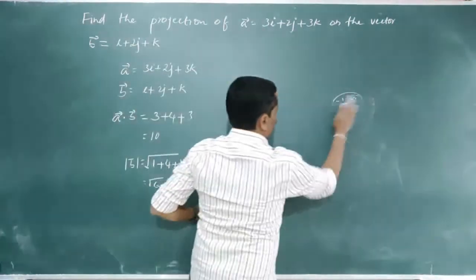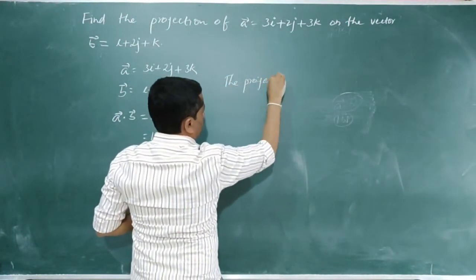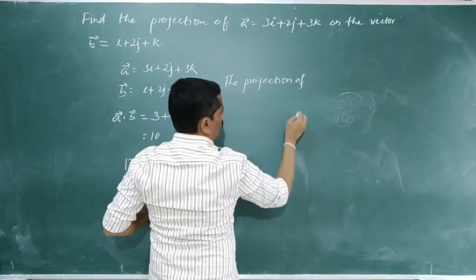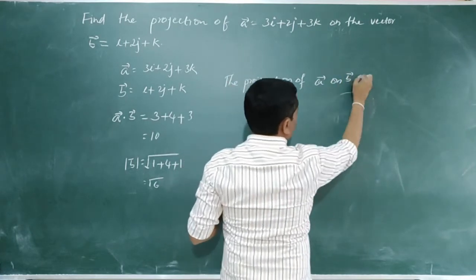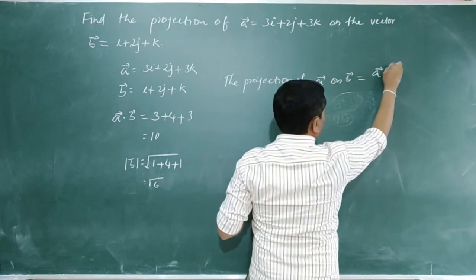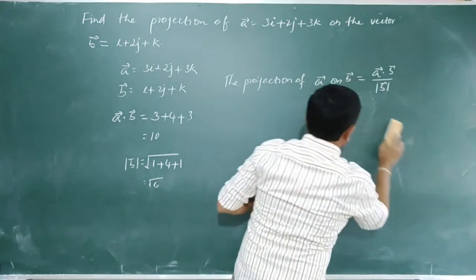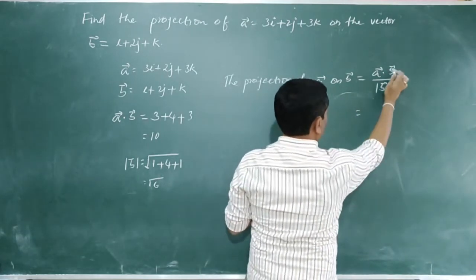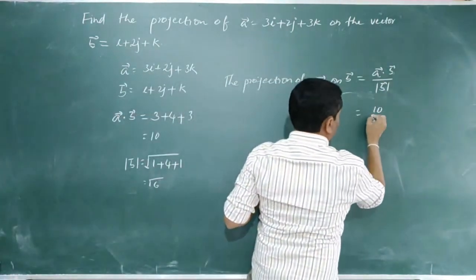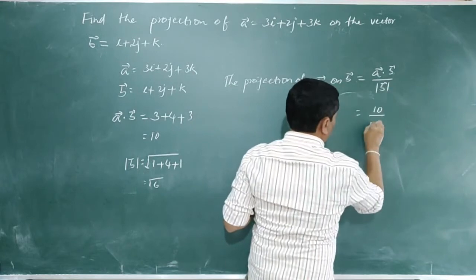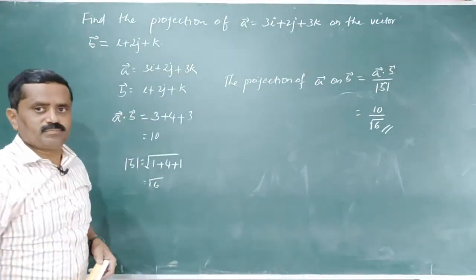Therefore the projection of a bar on b bar is equal to a bar dot b bar divided by magnitude of b bar. Again that is equal to, substituting the values, what is a bar dot b bar? We have 10. So that is 10 divided by, so what is magnitude of b bar? We have root 6. So this is the projection of a bar on b bar.